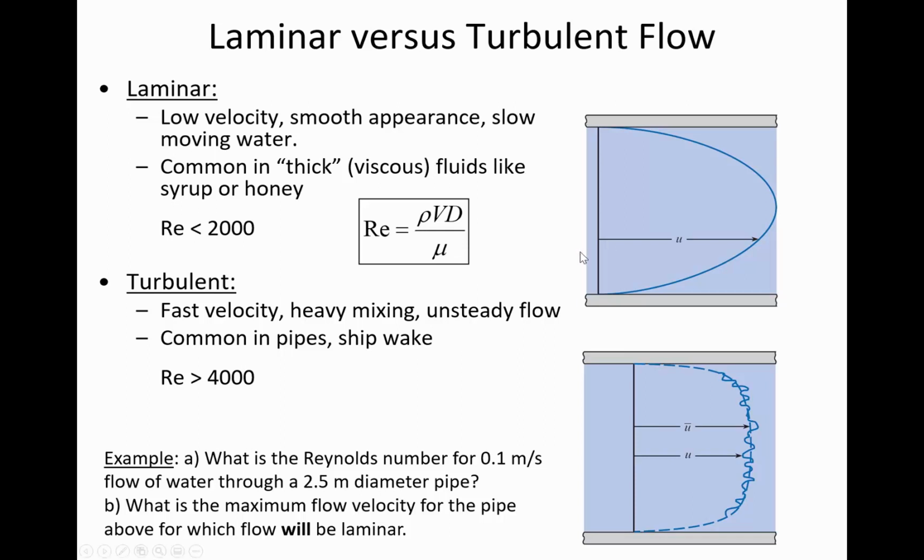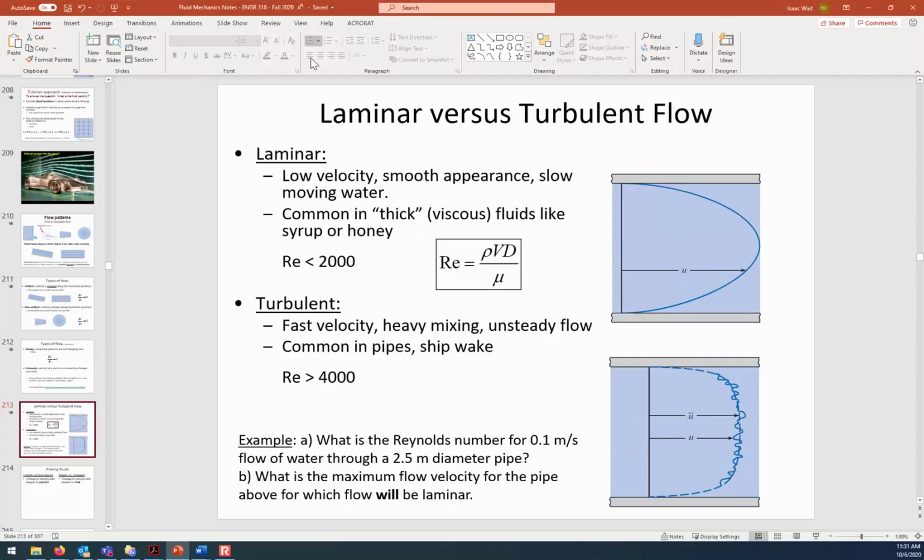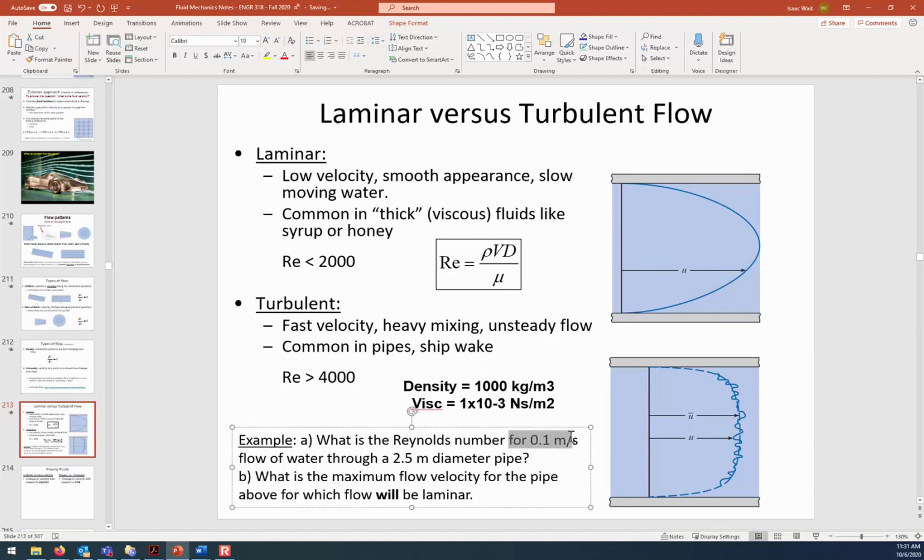Now, not on the screen is the viscosity and the density. And I usually write that on the whiteboard, but let me just type it on here for you so that you've got that available as you work through the example. The density of water, of course, is 1,000 kilograms per cubic meter, and the viscosity is 1 times 10 to the minus 3 newton seconds per meter squared. All right, so let me pause for a moment as you try and determine what is the Reynolds number for the circumstances that are described here, where you have a velocity of 0.1 meter per second and the pipe diameter is 2.5 meters.